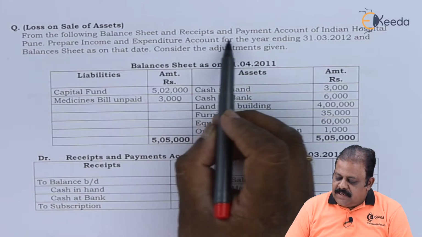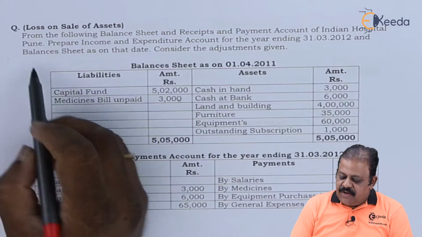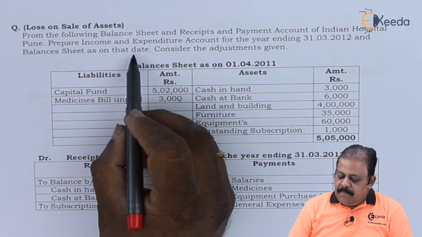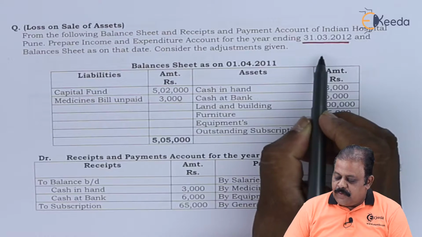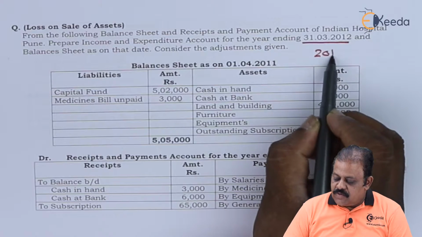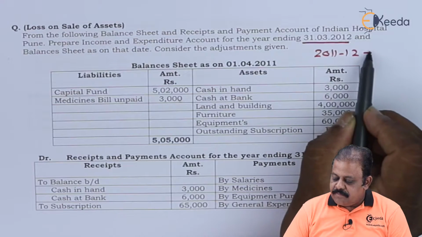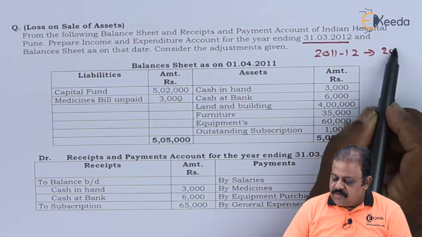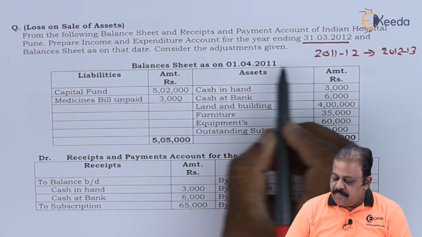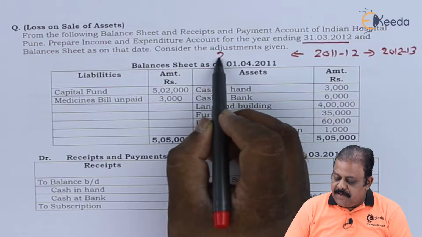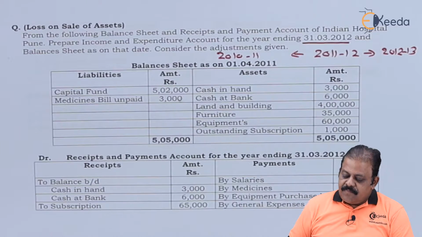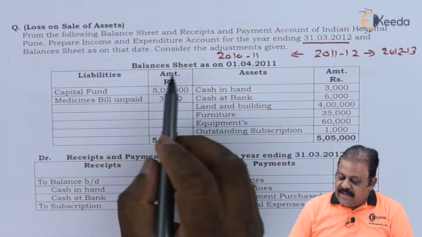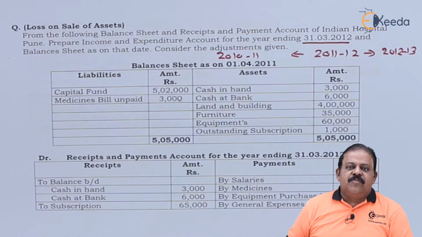From the following balance sheet and receipts and payment account of Indian Hospital Pune, prepare income and expenditure account for the year ending 31st March 2012. So current year is 2011-12. Next year is 2012-13, and previous year will be 2010-11. And balance sheet as on that date, considering the adjustments therein.